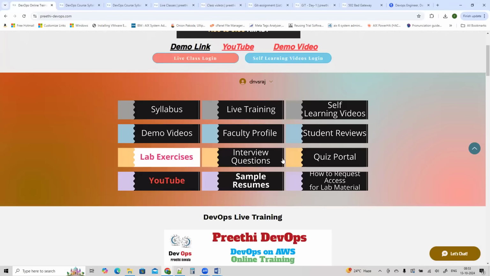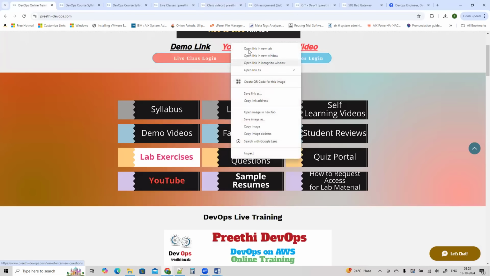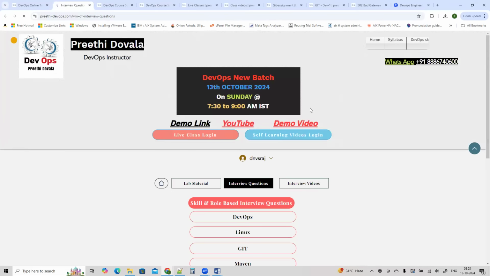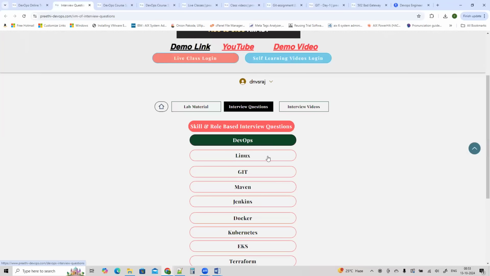And another thing: when it comes to interview questions, you will have a bunch of interview questions here, topic wise, like Linux, Git and so on. Generally, when you apply on Naukri, the HR will explain the job description, and if the resume matches that job description, they'll schedule an interview.